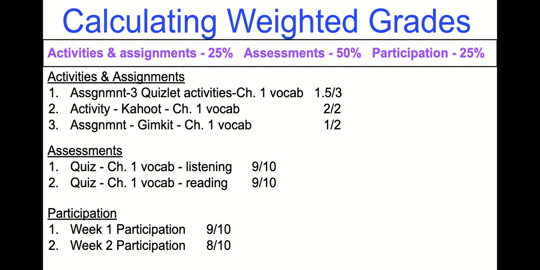Well, the first thing that we want to do is add up the amount of points that he earned versus the amount of possible points. If we do that here for activities and assignments, we see that he has 4.5 out of a possible 6 points, and if we divide that to find his average for the activities and assignments category, his average is 75% right now.